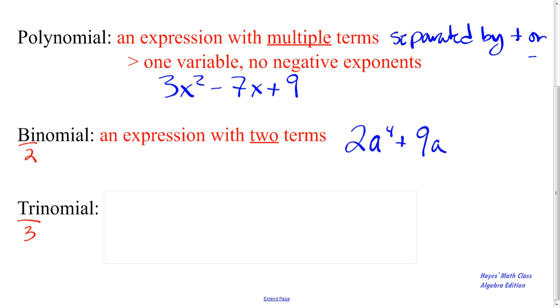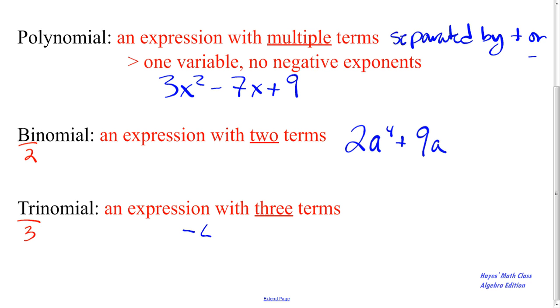I have two parts. They're separated by, in this case, an adding sign. Again, either adding or subtracting is fine. Just because subtracting, you can always rewrite as adding the opposite. So trinomial, three parts. So another example here, negative 4y to the 3rd plus 9y squared minus 7. That would be a trinomial.